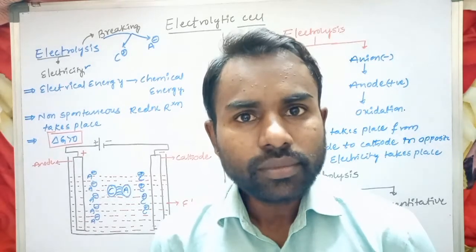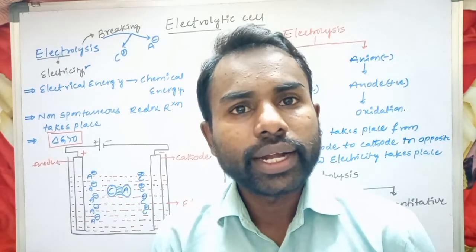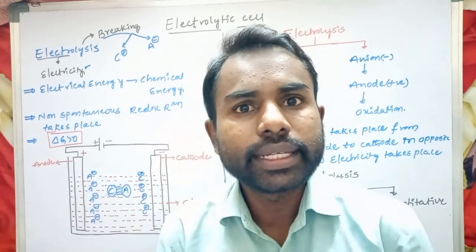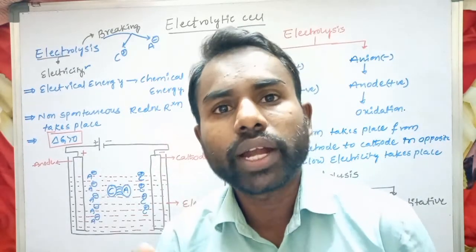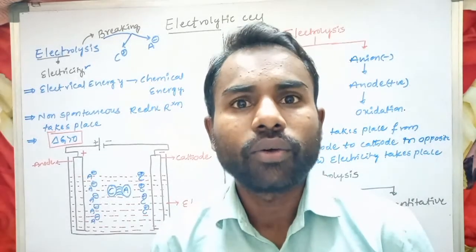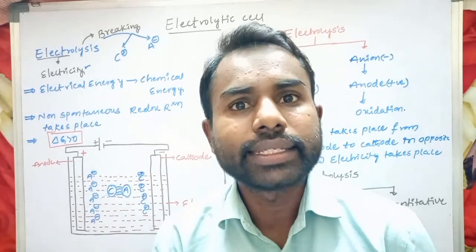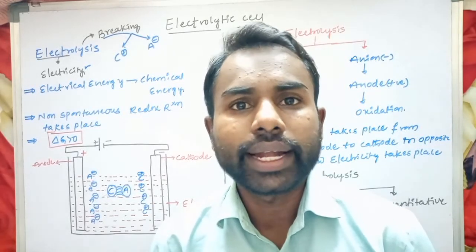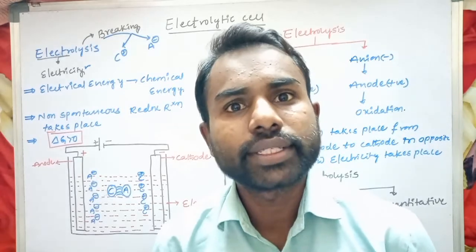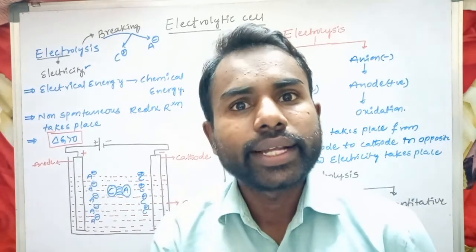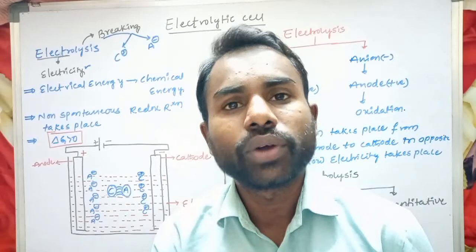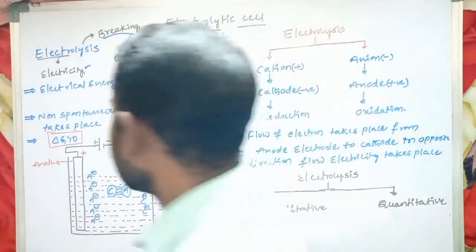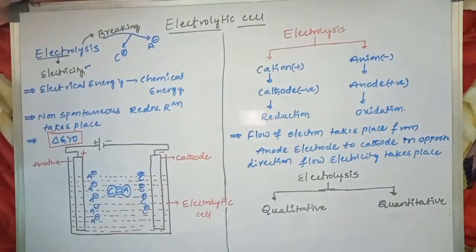Next, in the electrolytic cell we are passing electrical energy. This electrical energy is converted into chemical energy. How? Because by passing electrical energy, we observe a chemical change in the electrolytic cell. So that's why we say that in an electrolytic cell, electrical energy is converted into chemical energy.